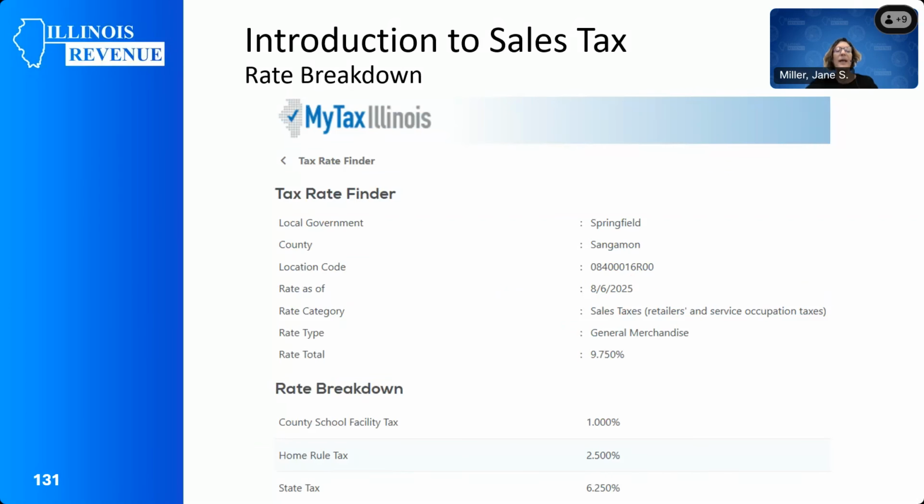And if you want to know what this 9.75% tax rate is comprised of, you can click right on that 9.75% and you have the rate breakdown at the bottom, which tells you what each portion is. We have the county school facility tax of 1%, the home rule use tax of 2.5%, and then the state tax that everyone is required to submit of 6.25%.